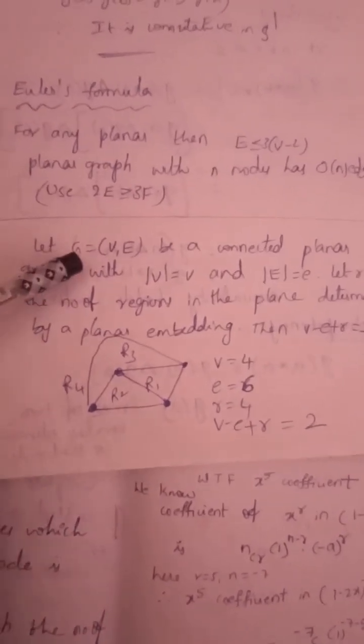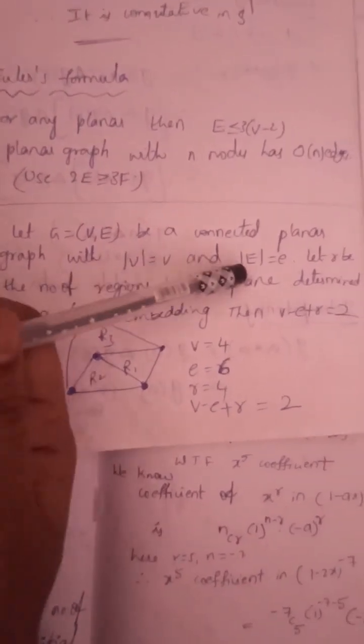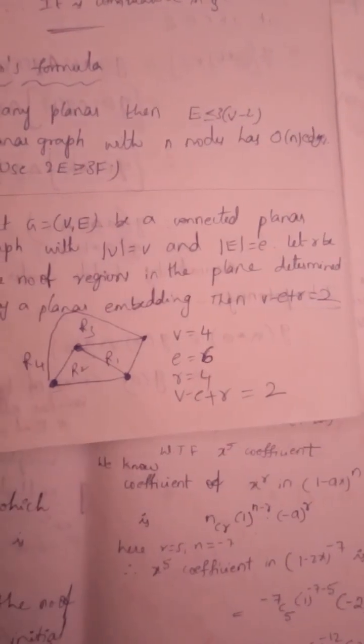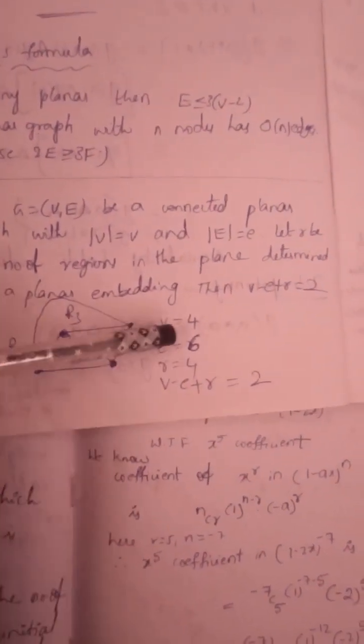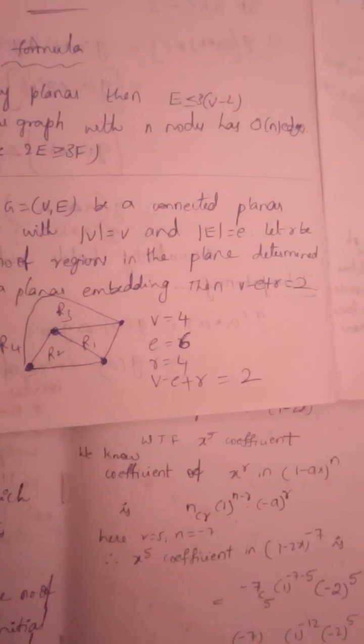Here let G equal (V, E) be a connected planar graph with |V| the number of vertices and |E| the number of edges. In this graph, V is equal to 4, E is equal to 6 and R is the number of regions in that graph. V minus E plus R is equal to 2. This is Euler's formula you have to understand.